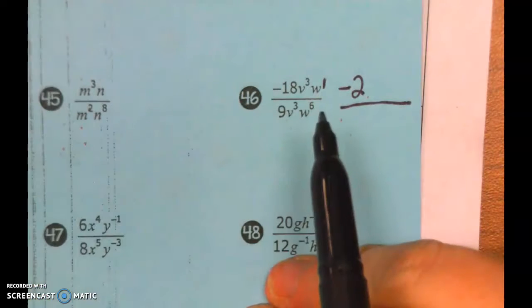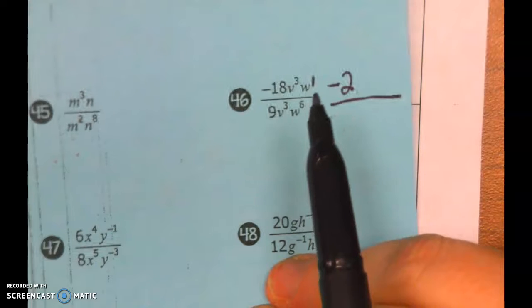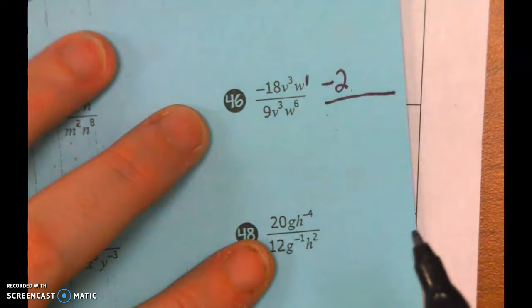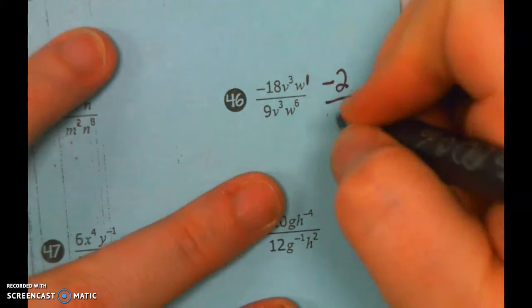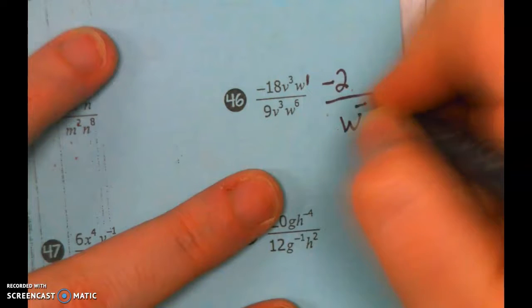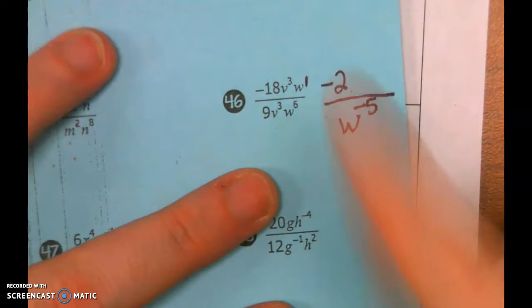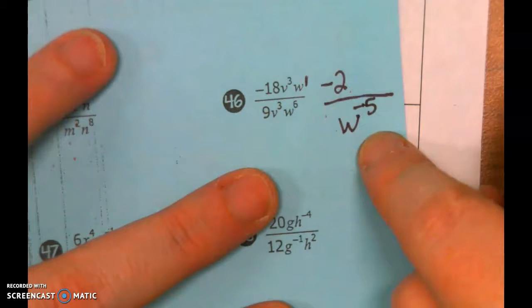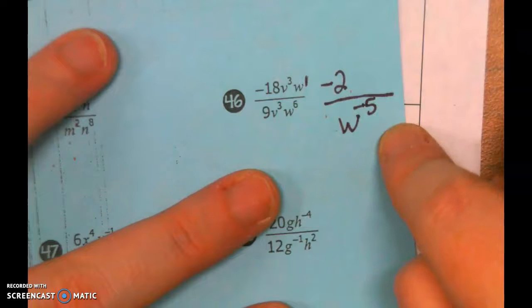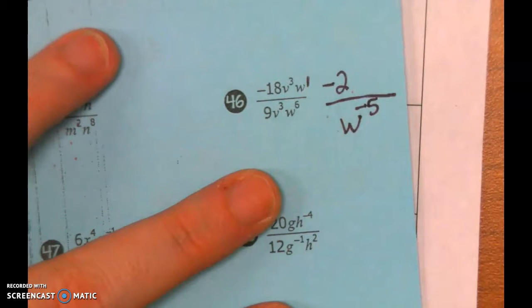Well, what is 1 minus 6? It's negative 5, right? So w to the negative 5. Well, now that we have negative 5 down here, what happens? Or is that negative 5?